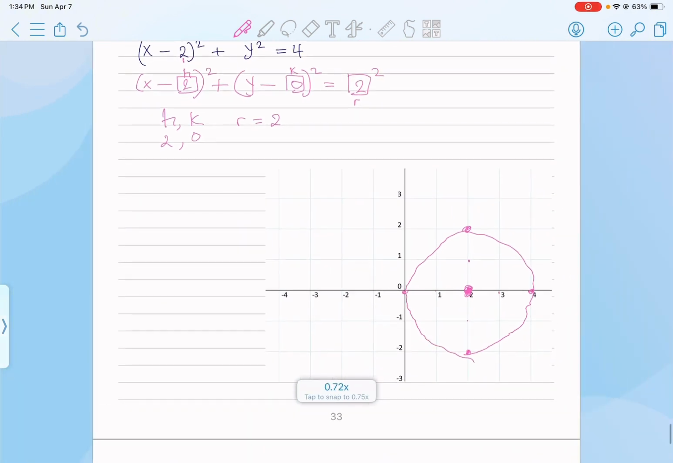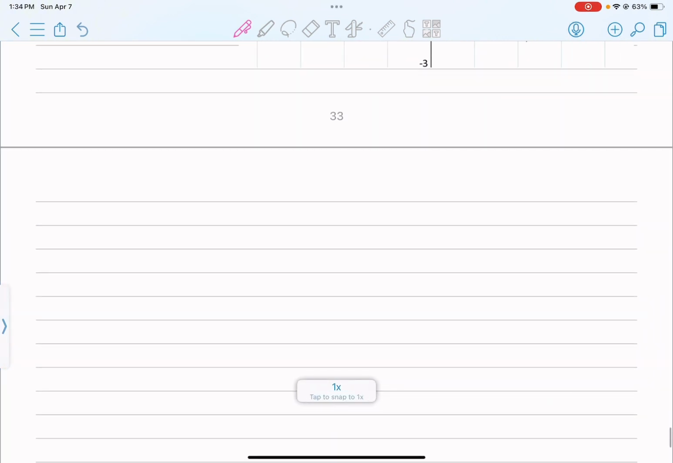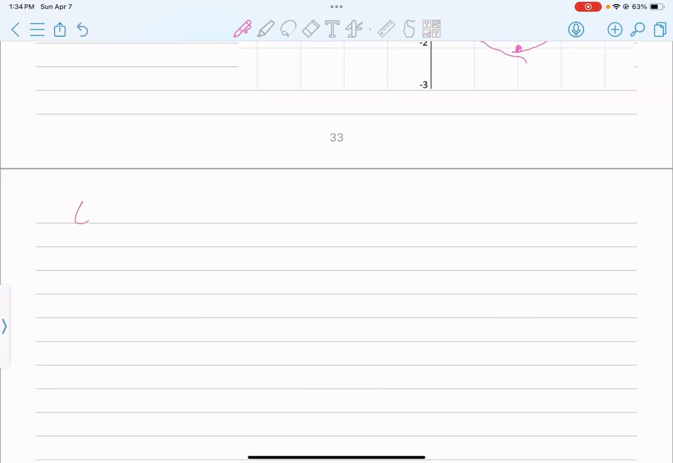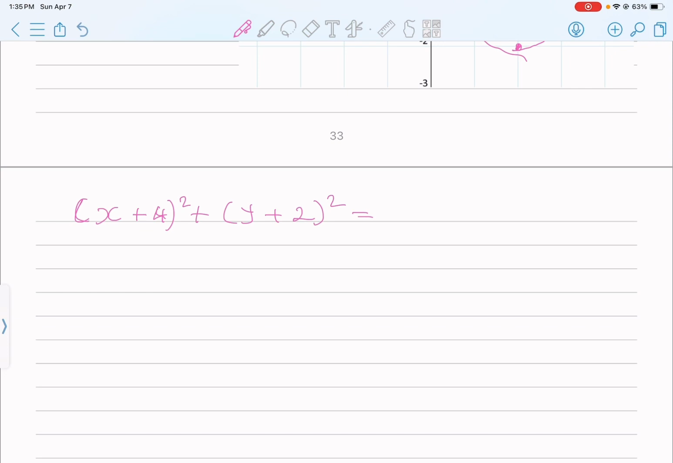I like this one. Okay, so now let's say we have this one: (x + 4)^2 + (y + 2)^2 = 6. You don't have to sketch this. I just want you to tell me the h and k, the center and the radius. Okay. So how do we do this?